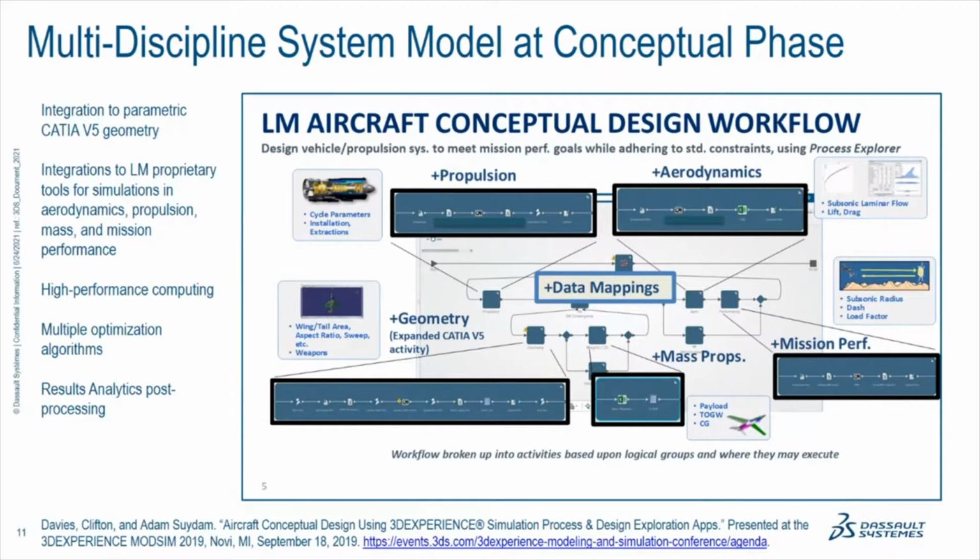enabled Project Expedite and Lockheed Martin's rapid conceptual design team to bring together a lot of different modeling and simulation tools to efficiently develop design spaces across a broad set of system parameters. And so what you see here is a marked up Process Composer workflow that includes parametric vehicle geometry in CATIA V5, and that's tied into Lockheed Martin proprietary tools for aerodynamic simulation, engine simulation, mass analysis, and mission performance.